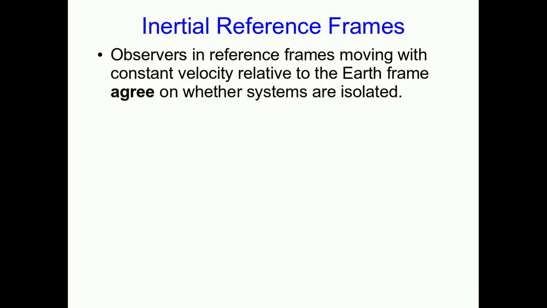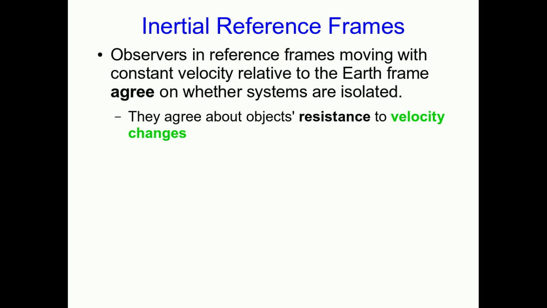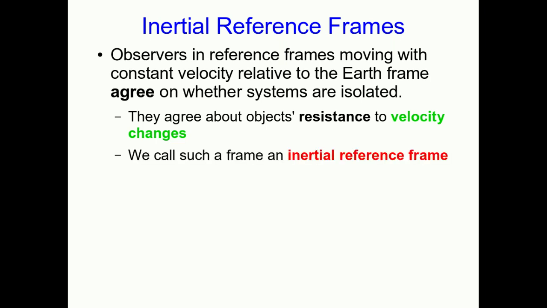So what we've just seen is that all observers in reference frames moving with constant velocity relative to the Earth agree on whether systems are isolated. Or to put it another way, they agree that isolated objects move at constant velocity or resist velocity changes. We would say that they agree about the principle that things have inertia. And so since everyone in reference frames like this agree about the principle that things have inertia, we call these inertial reference frames. Any frame moving at a constant velocity relative to the Earth is an inertial reference frame.